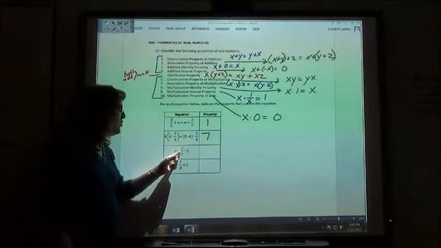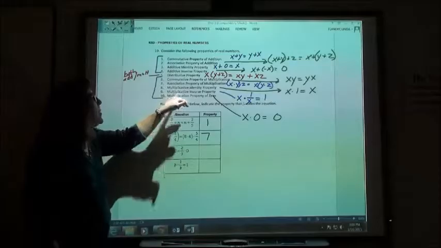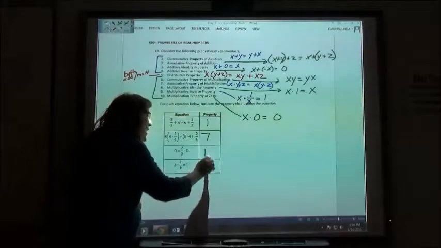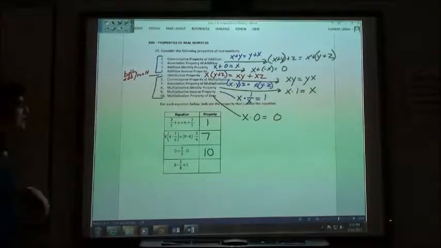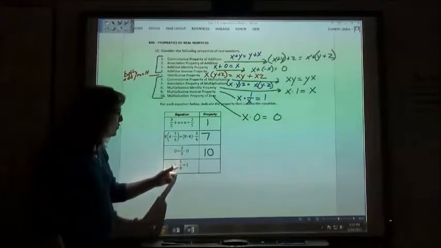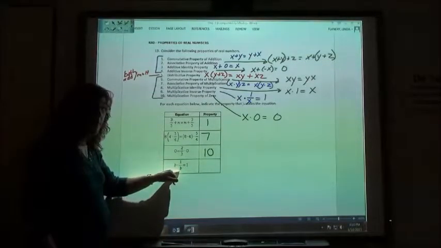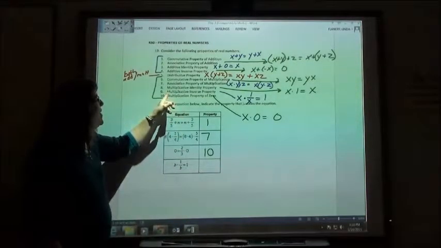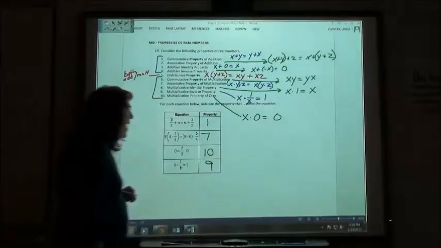The next one, again, I'm multiplying. I'm taking 2/3 times 0. I end up with 0, and so that's my multiplication property of 0, number 10. And then that last one, that's that weird one. I always think it looks funny. B times 1 over B equals 1. A value times its reciprocal always equals 1. That's that multiplicative inverse property, number 9.